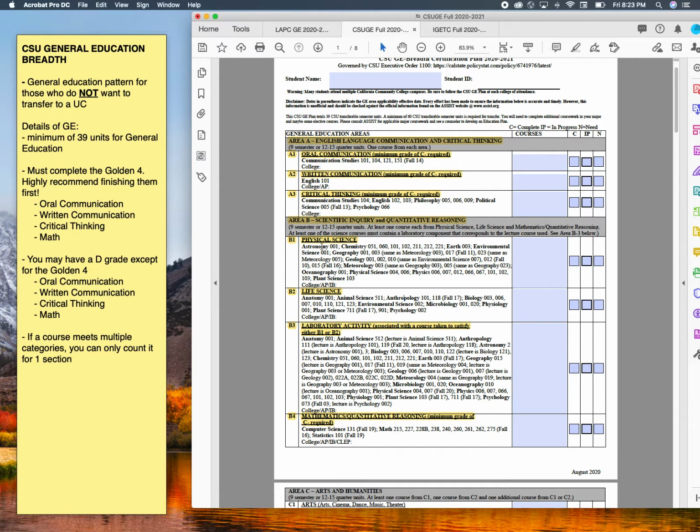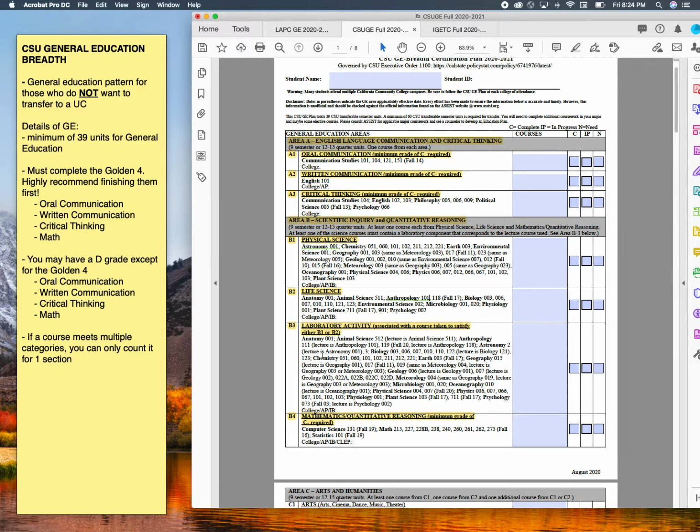So let me give you an example. You could take astronomy 1. That's your physical science, okay? So you choose to do astronomy 1. And then say you want to do anthropology 101 for the life science, okay? Then you have to do a lab.